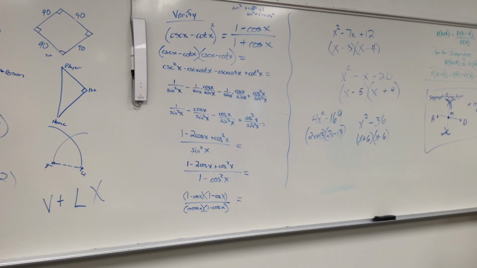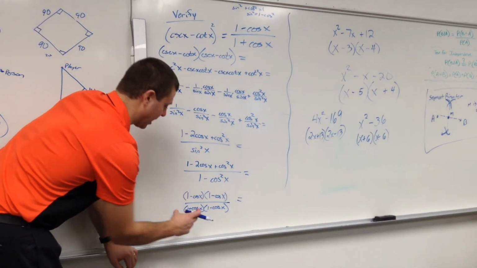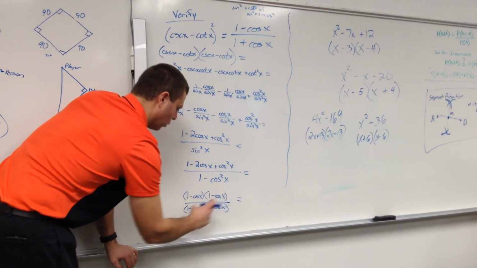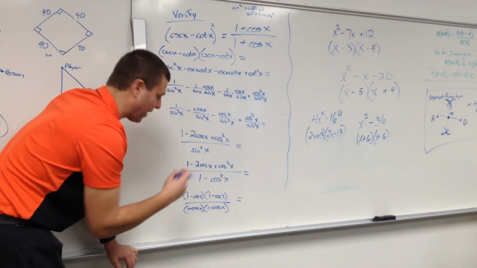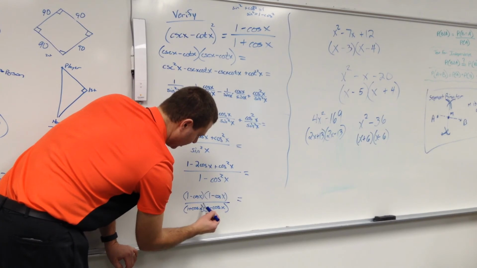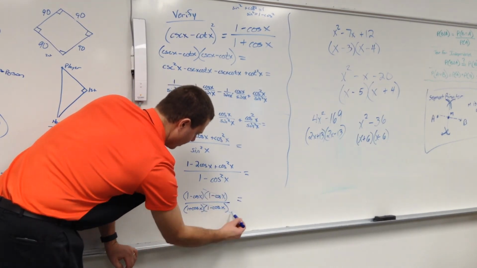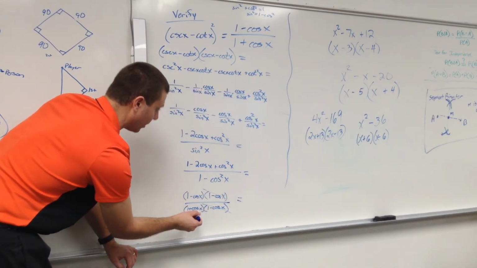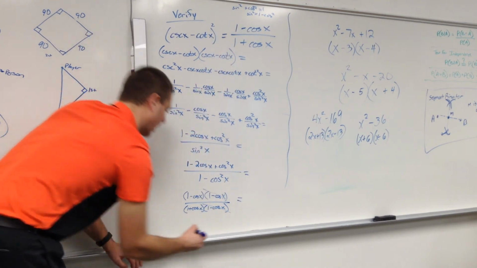Now what can you do? You can cancel. Now you can cancel exactly what you were talking about. Since you are factored now, you have something times something over something times something. Since it's been factored, any common factors you see, one of these will cancel with one of those, and you're left with 1 minus cosine over 1 plus cosine, which is exactly what you wanted.